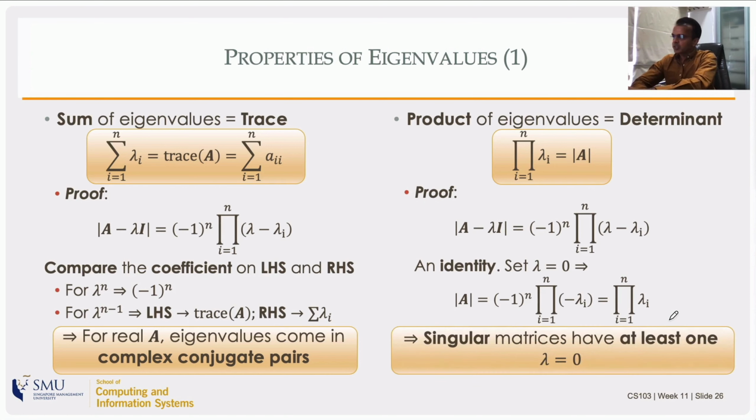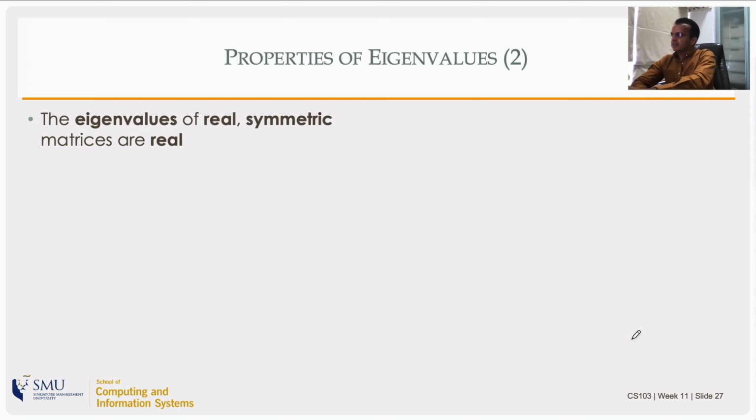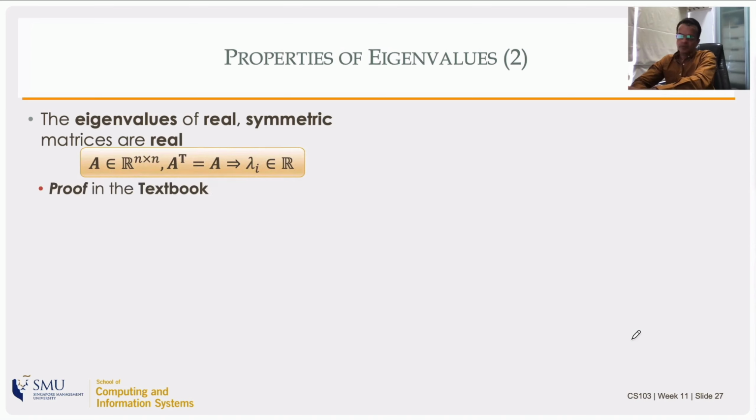But this also has a corollary which states that if you have a singular matrix, we know that the determinant has to be 0. That means at least one of the eigenvalues will have to be 0. So the eigenvalues will tell you something about the structure of the matrix: the trace, the determinant, the singularity, etc. Quite interesting. Another set of properties: eigenvalues of real symmetric matrices are real, and the proof is there in the textbook. So what we are saying is that it's a real square matrix, its transpose is the same as itself, so it's symmetric, and that implies that the eigenvalues are all real.